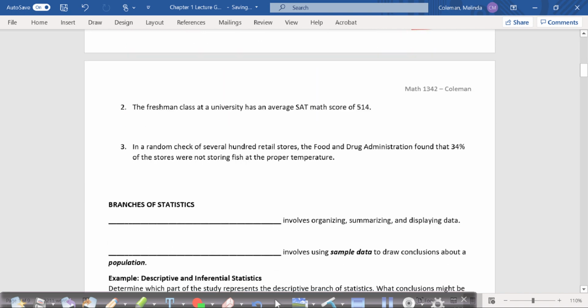Number 2, the freshman class at a university has an average SAT math score of 514. This one can be a little different because we're not talking about all university students. We are talking about the freshman class at a certain university. So in this case, this is doing the whole class. And since the whole class is being averaged, or we want to look at their average, this actually is a population.